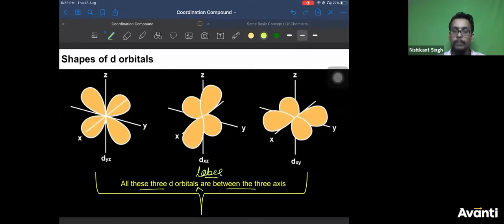I am moving ahead to the splitting diagram. I hope you have taken the screenshot here. All right, so let us move ahead. Yes, Chandan, you are right. This is YZ plane.